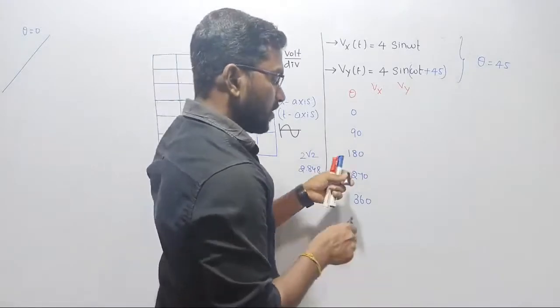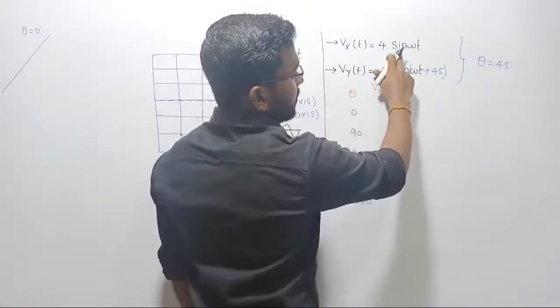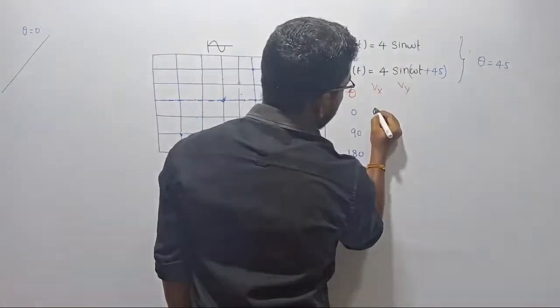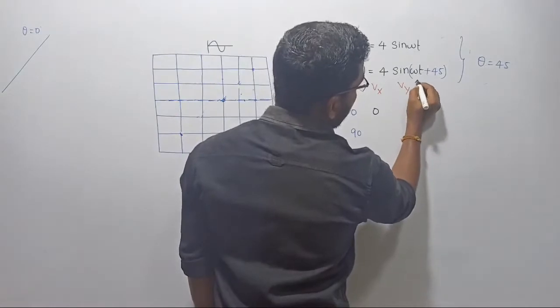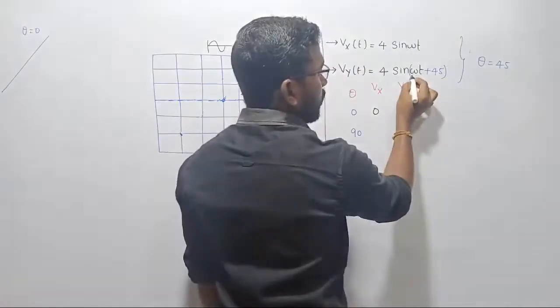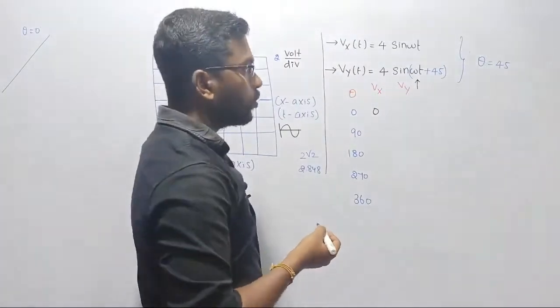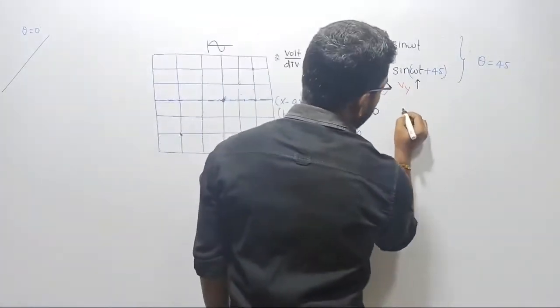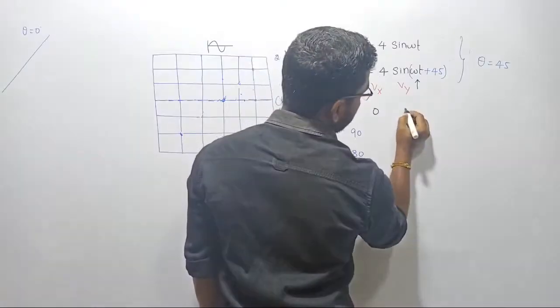First of all, listen, at theta equal to 0, sin 0 becomes 0. The x-axis value is 0. What about the y-axis value? If I replace omega t equal to 0, then 0 plus 45 becomes 45. Sin 45 will be 1 by root 2. So that is 4 by root 2, or I can say 2 into root 2, which is 4.848.